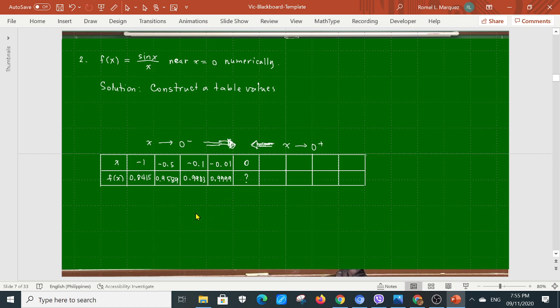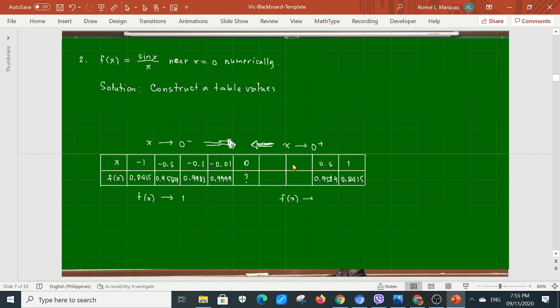What behavior do you think? From the left, you notice that f seems to approach what? Approaching 1. Let's see what happens to f of x from the right. Let's start with 1. I get a value of 0.8415 also. Oh, so I can see a pattern. For 0.5, I get the same value, 0.9589, so I will just copy the value.